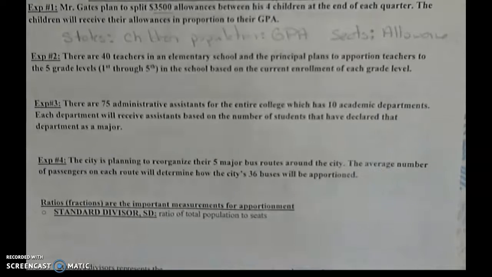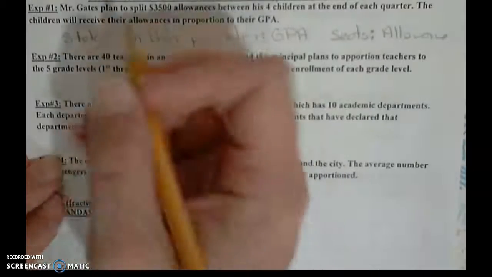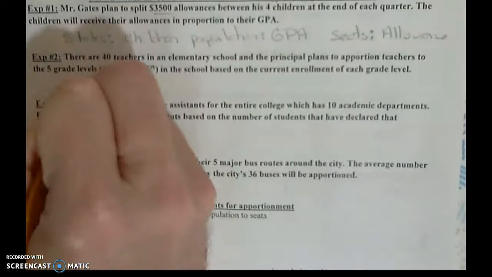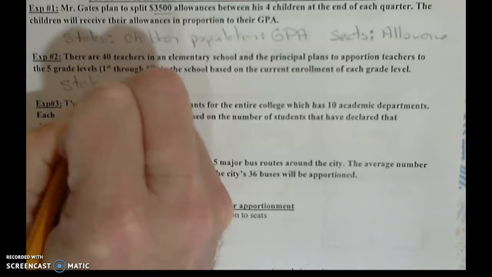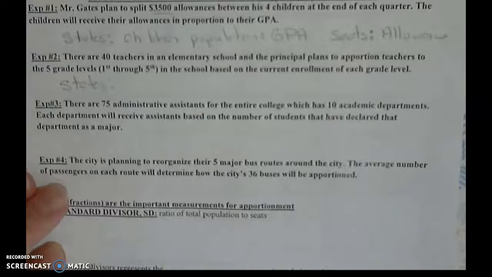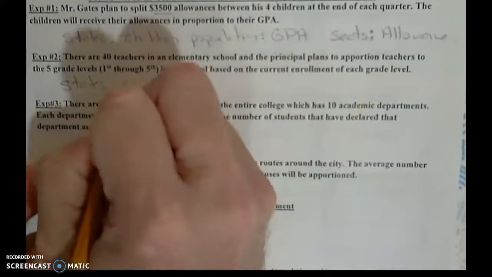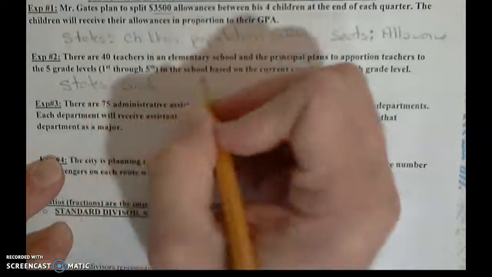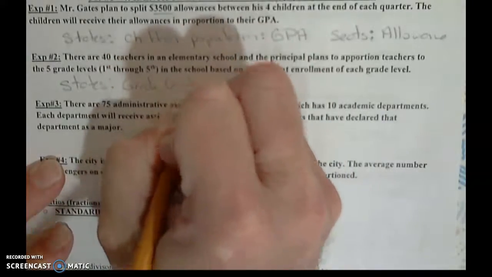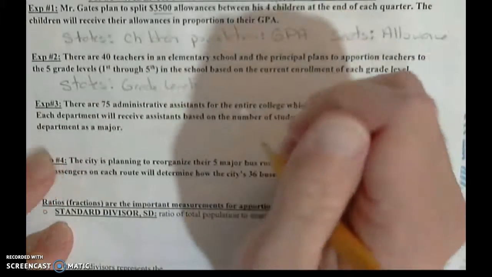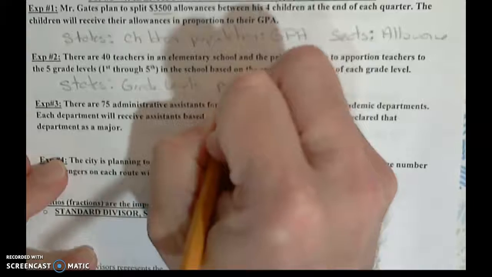All right, so we just finished example 1, so we tried examples 2, 3, and 4. So let's go through our answers here. All right, so who are the states? Remember, states are the who. So in this example, who is receiving stuff? It's going to be the grade levels. Grade levels. First, second, third, fourth, fifth grade.